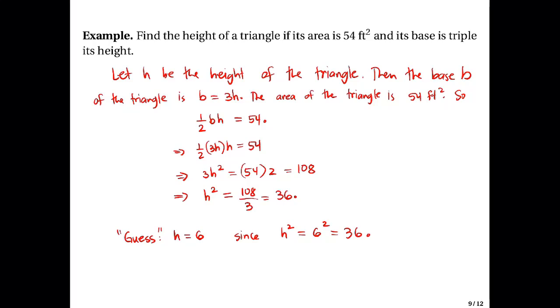So the height must be 6 feet. I'll put the units.